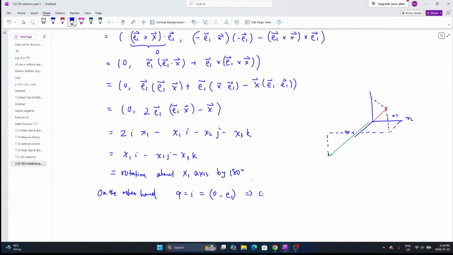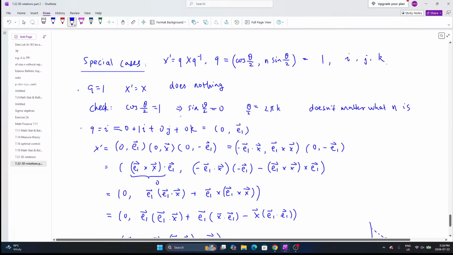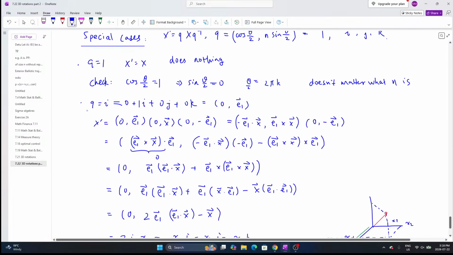This means cosine half theta is 0. Sine half theta is 1. And the axis n is E1. So indeed, this is rotation about the x-axis. And the value of cosine and sine tells us half theta is half pi. So theta is pi. Boom. Correct. Okay, so that's pretty cool. So this also is now verified.